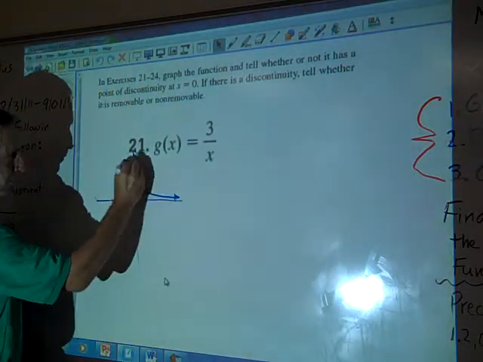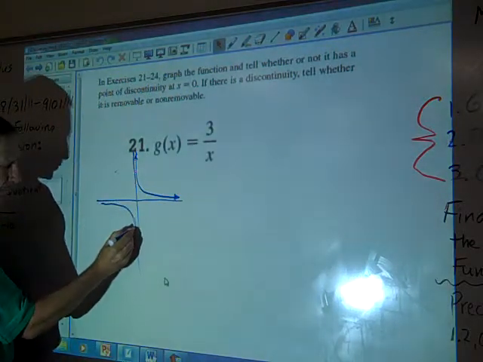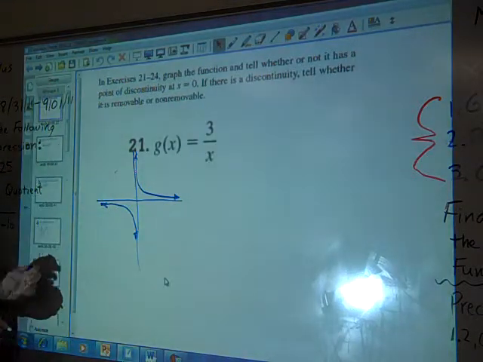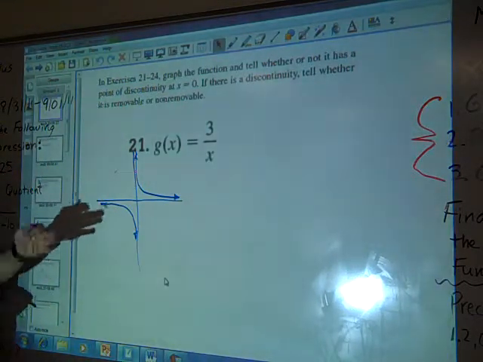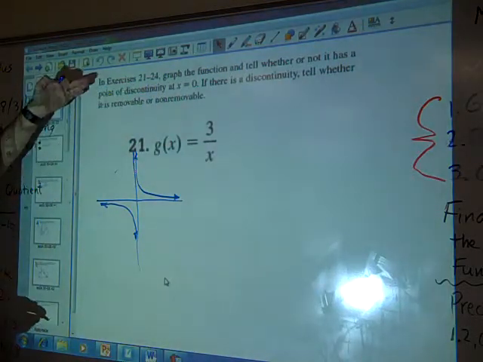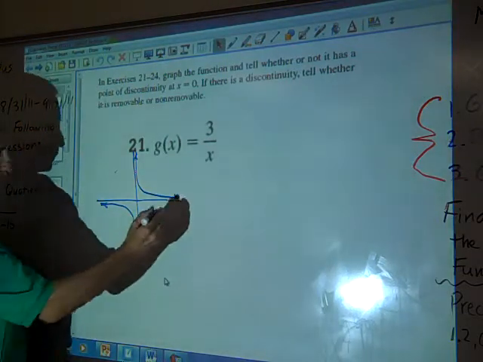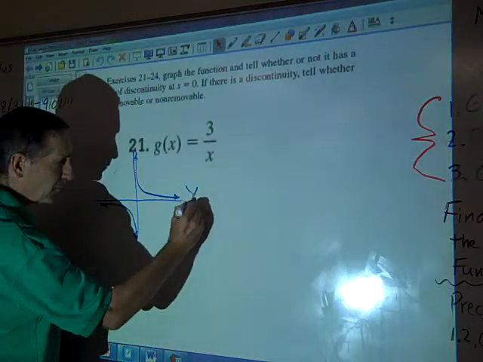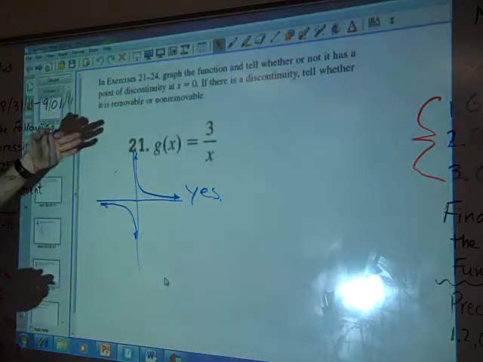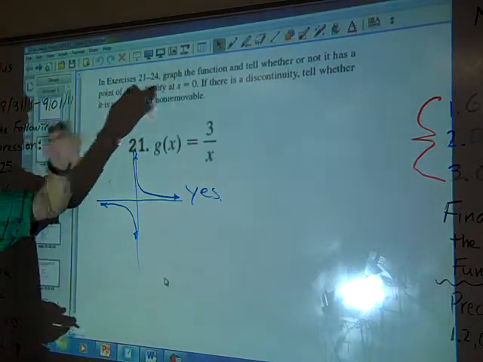We're going to see something like this. Is that right? And so there you graphed it, and it asks the question, tell whether or not it has a point of discontinuity at x equals 0. Is that a yes? Yes. And then it says whether it is removable or non-removable.